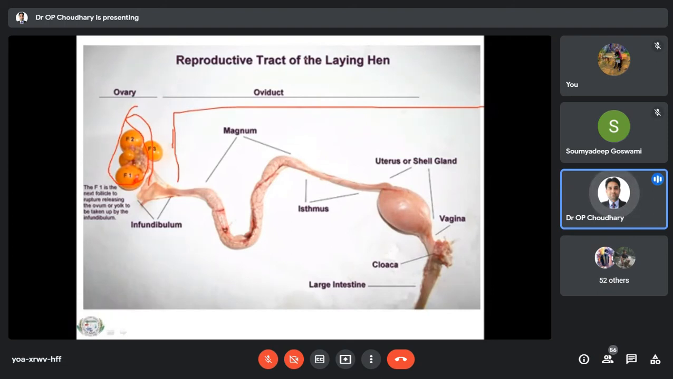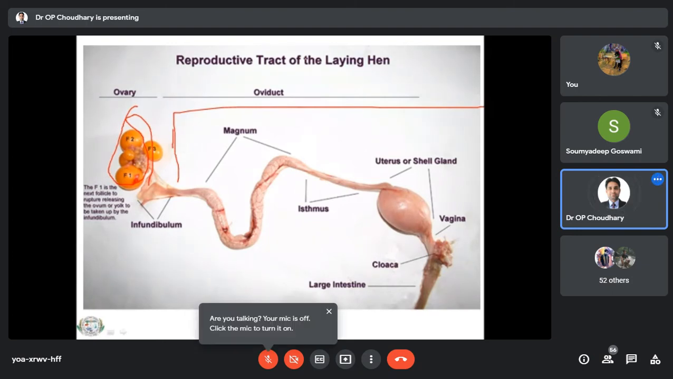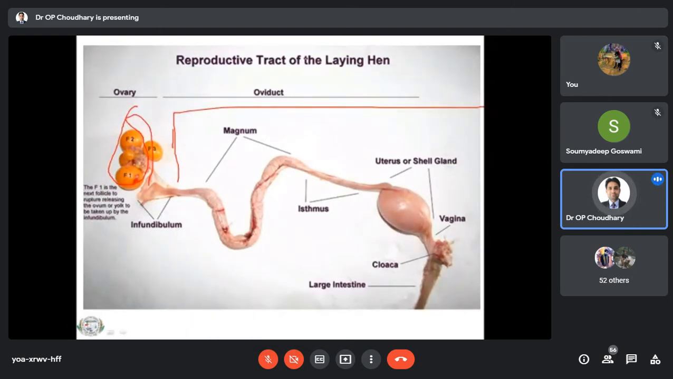And as you know, only the left oviduct is developed, because the right ovary is rudimentary, so there is not much development of the right oviduct. However, only the left oviduct is developed. It is dilated and about 80 centimeter in length in the laying hen or laying birds.